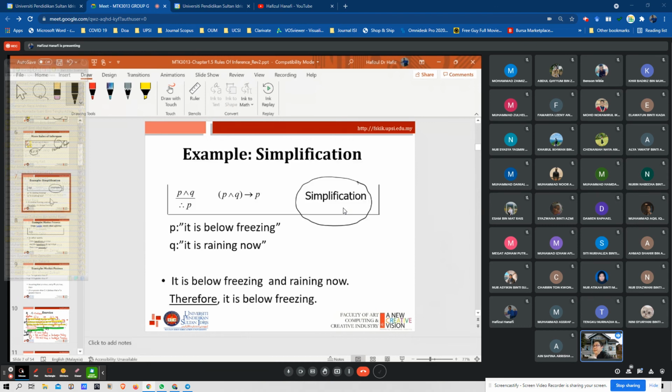For example, if P, it is raining now and it is below freezing, therefore it is raining now. It's either P or Q.